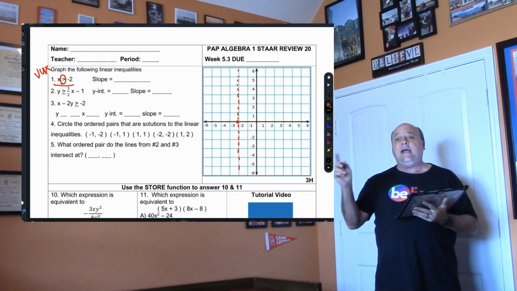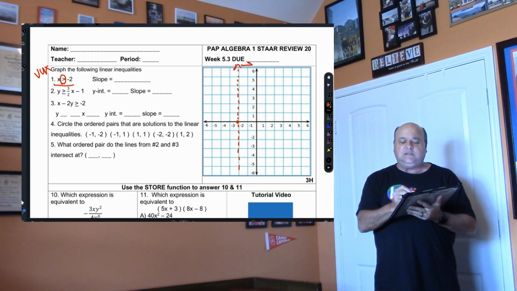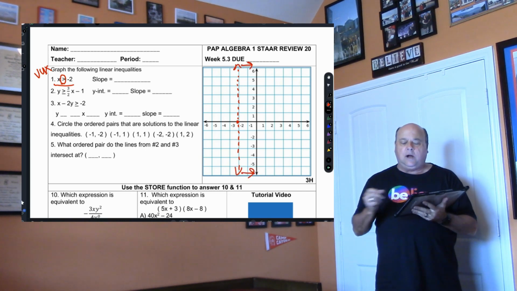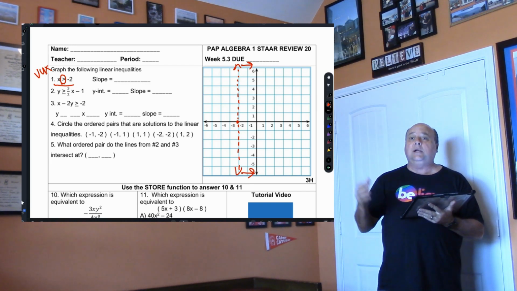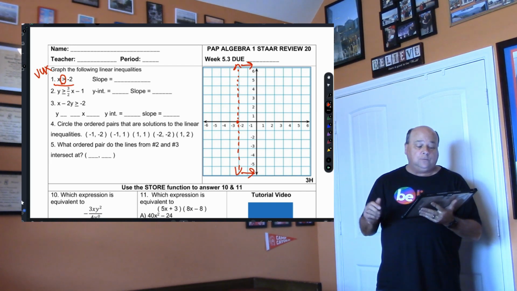Greater than on x is to the right, so this line is going to get shaded to the right. Everything to the left of that dashed line won't work, because it's going to be smaller than negative 2.